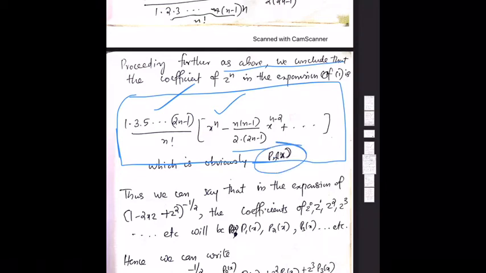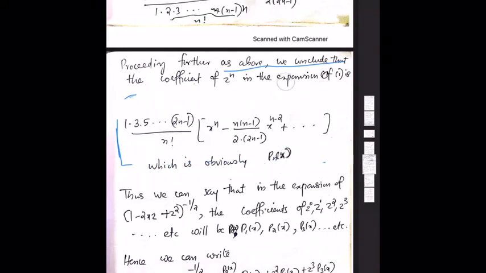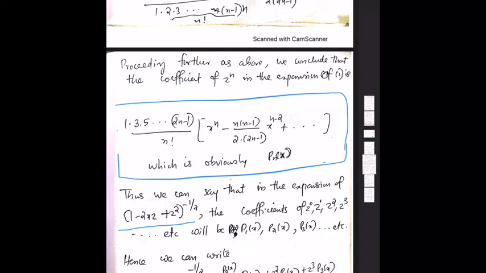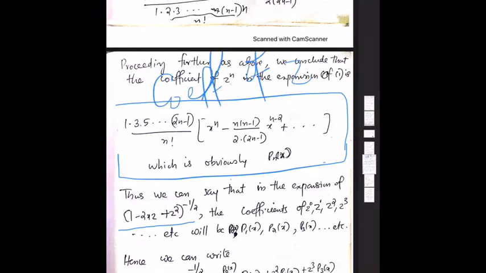So this is clearly Pn of x. We have written what Pn of x is, the Legendre polynomial. So what we did, we took the expansion of 1 minus 2xz plus z squared to the power minus half, and if you take the coefficient of z raised to n, what are we getting? We are getting Pn of x. So we can say the coefficient of z raised to 0 will be P0 of x. Coefficient of z raised to 1 will be P1 of x, etc.